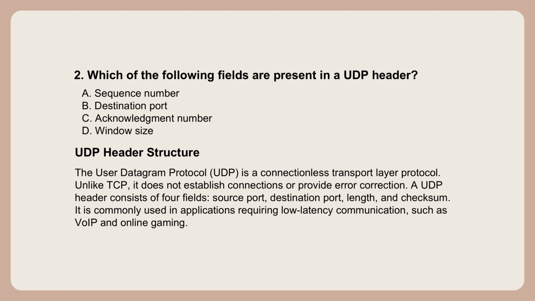Okay, next question. This one asks, which of the following fields are present in a UDP header? And the options are sequence number, destination port, acknowledgement number, and window size. Okay, I'm already feeling a little lost. Don't worry, it's all about knowing the difference between TCP and UDP.